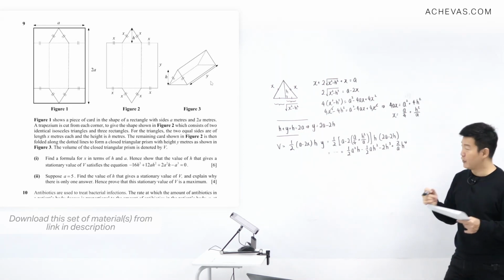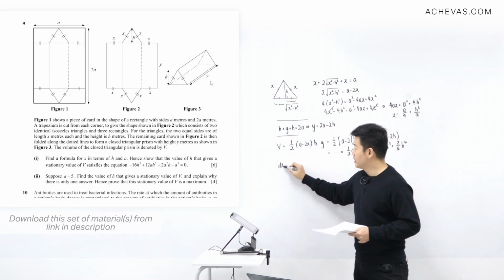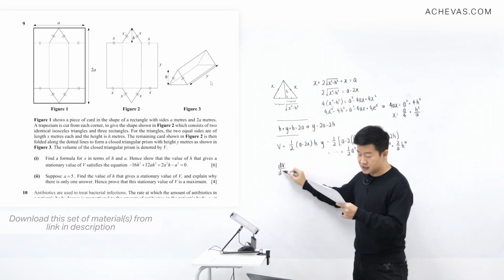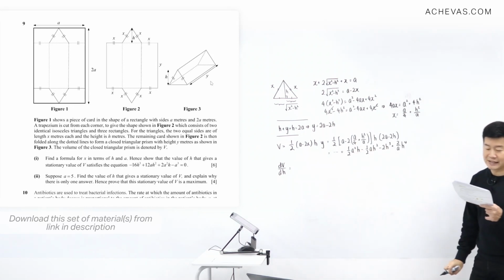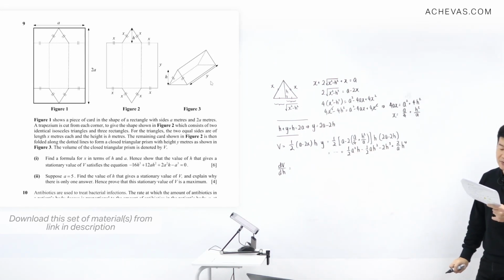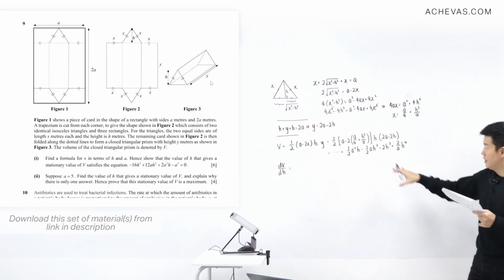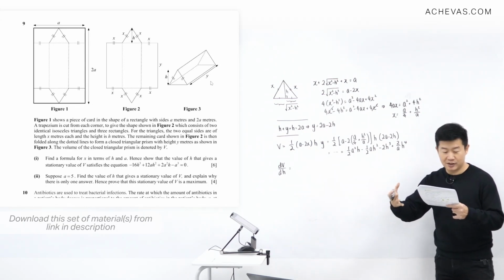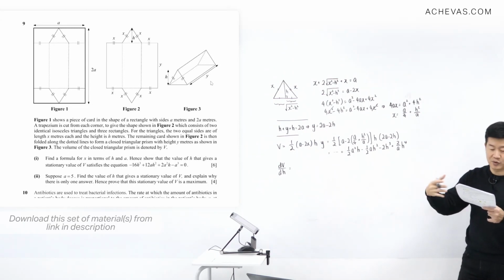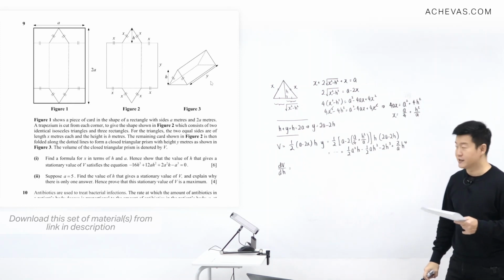We are going to make use of differentiation. We're going to find out what is dV/dh. Why are we doing dV/dh? Because h is the variable. A is the dimension of the cardboard, which I'm going to take as a constant.